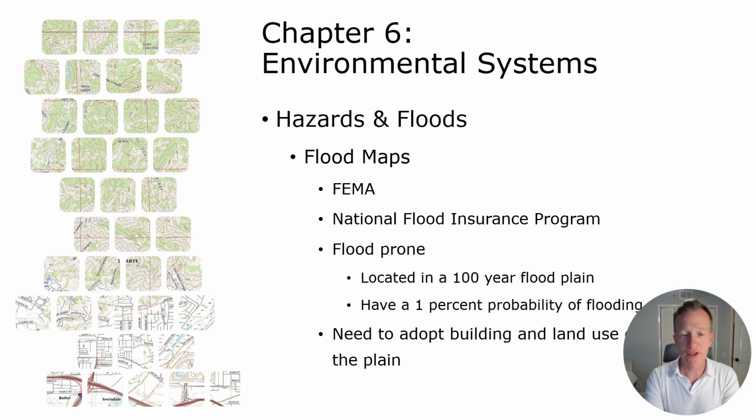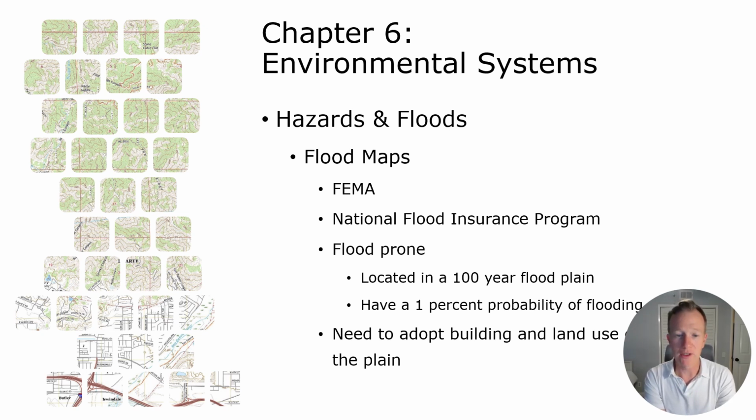So the last section that we're going to look at is hazards and floods. So when you're doing a general plan or a specific plan, the last environmental section that you want to look at is hazards and floods. So the way you start that is by going to FEMA, or the Federal Emergency Management Agency, and they're the ones that put together what are called flood maps, and that's through the program called the National Flood Insurance Program. And to ensure that people can get flood insurance, the federal government has put together this program.